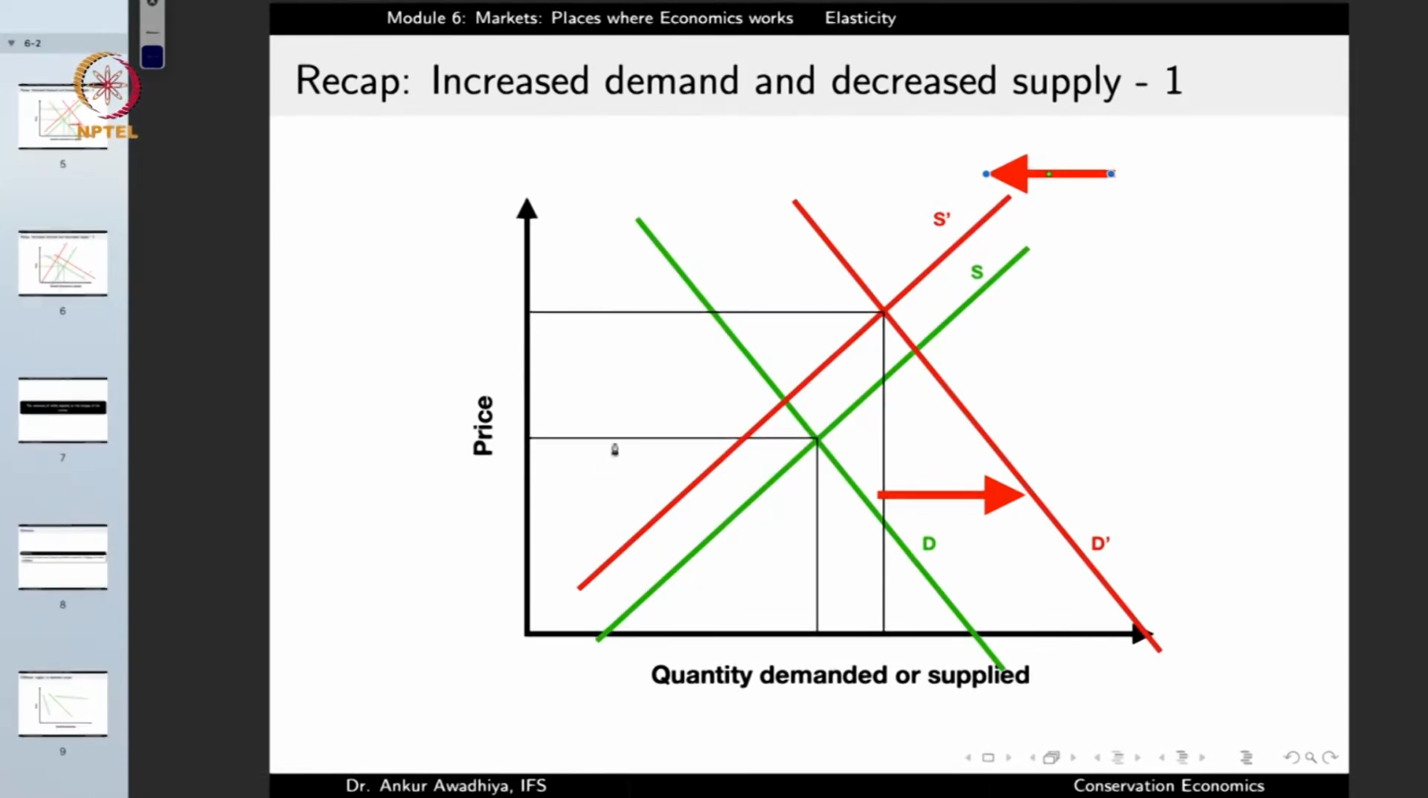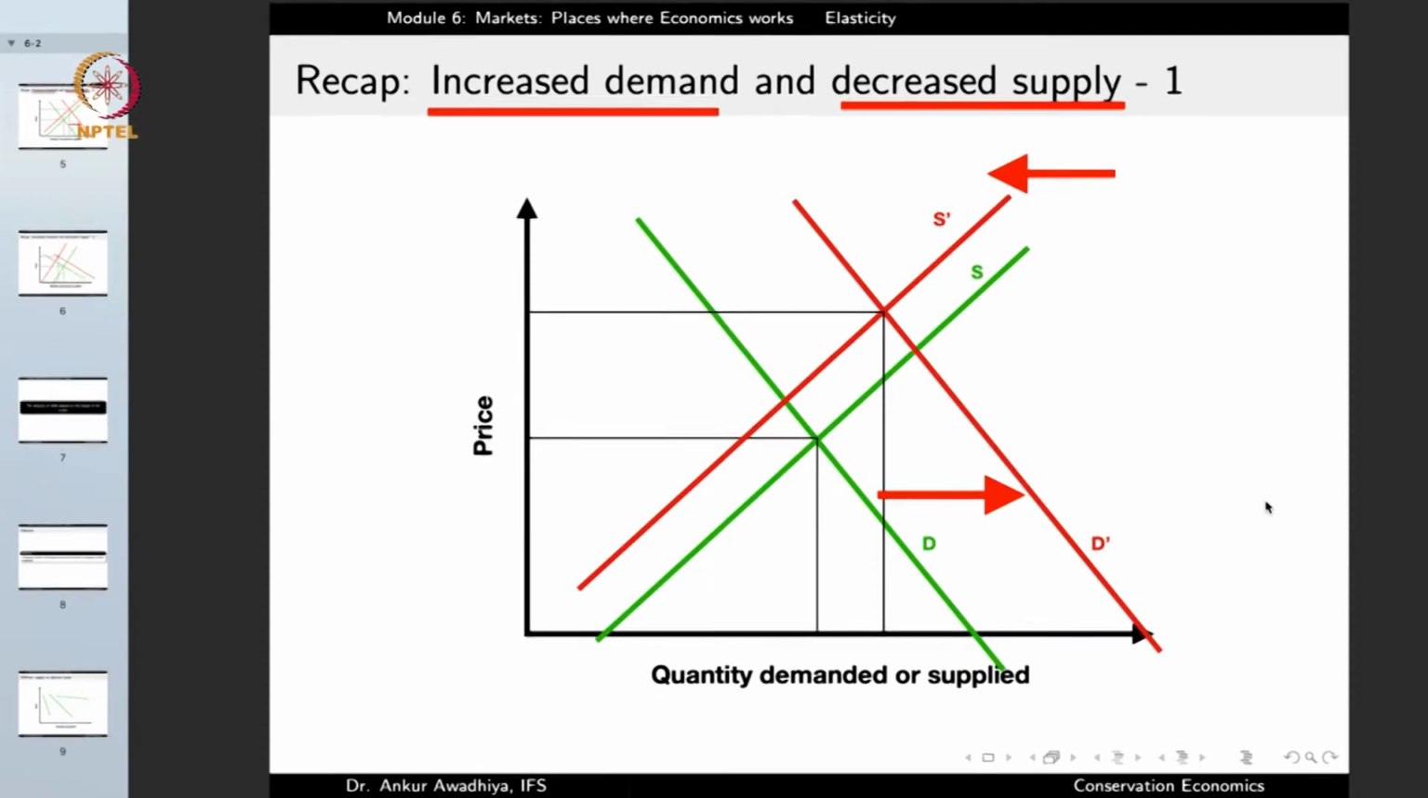This was the old equilibrium price. This is the new equilibrium price. And so we are observing here that the price has increased. The equilibrium price has increased, which was expected because in the case of an increased demand, the price increases. In the case of a decreased supply, the price increases. And so when both are acting together, the price will increase.